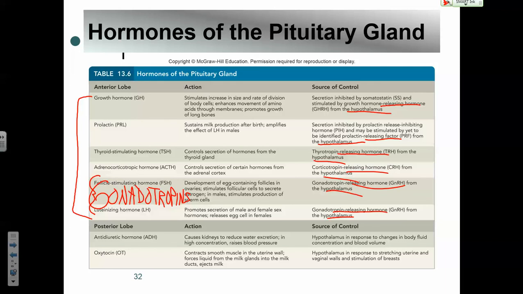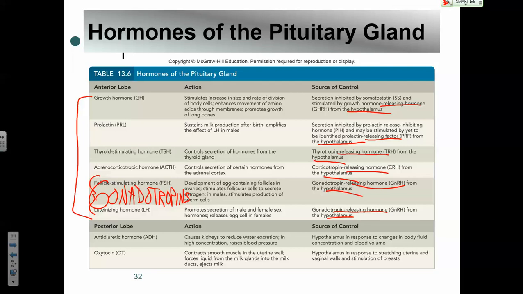All right? So you need to know prolactin on your test. Where is it made? Anterior pituitary. What causes it to be made? A releasing hormone from the hypothalamus. What does it do? It causes milk production. Okay, so those are the things you would need to know about that and all these others.